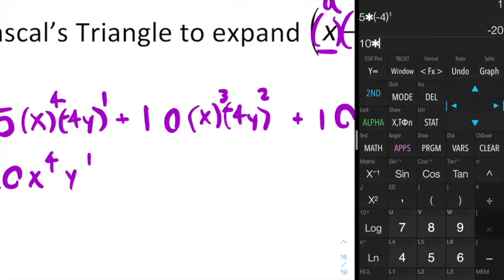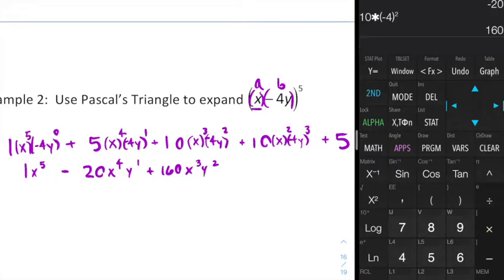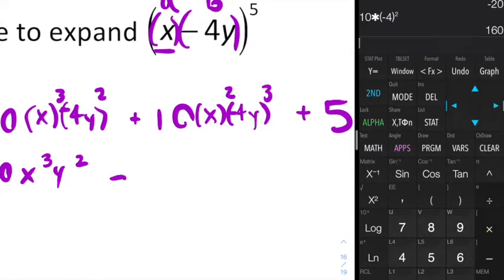If you do 10 and then times -4, and then close parentheses, raise to 2, -4 squared, that'd be 16. 16 times 10 would be positive 160. And then you'll go x cubed y squared. So really the signs, in a way, they're going to alternate each time. I think this one should be a negative here. This will be 10. You don't have a power or a coefficient for x, so we'll skip to the -4 and then raise to 3. For -4 raised to 3, I think 64, so -640. That sounds about right. And that'd be x squared y cubed.